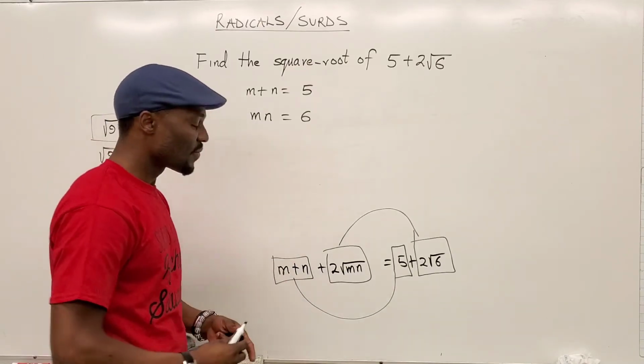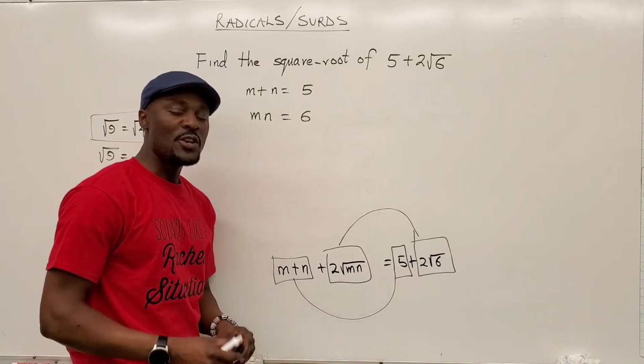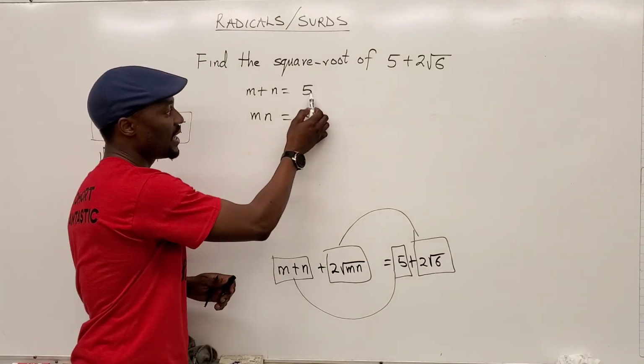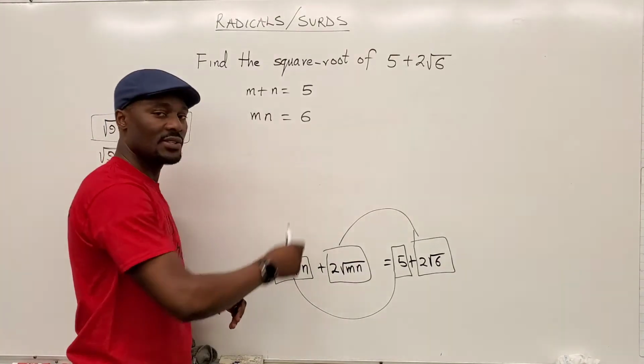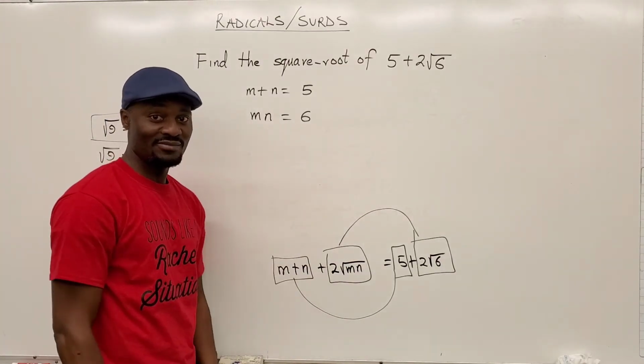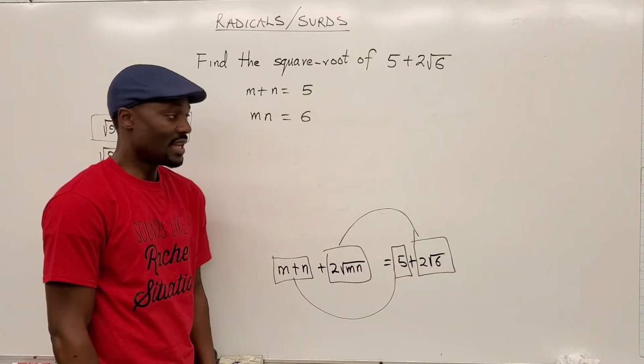Which means you have to think of two numbers such that when you add them together, you're going to get 5. When you multiply them together, you're going to get 6. You've got your answer? It's 2 and 3. That's it.